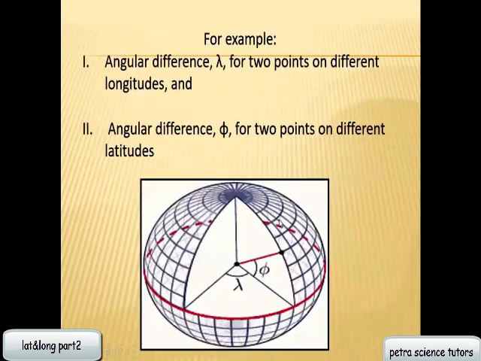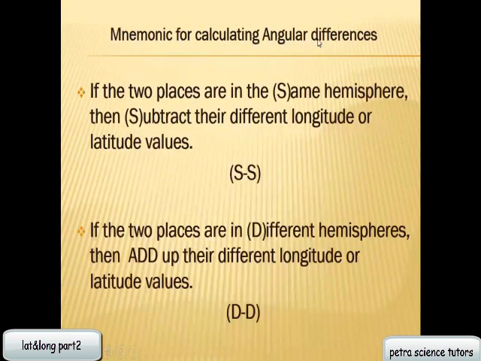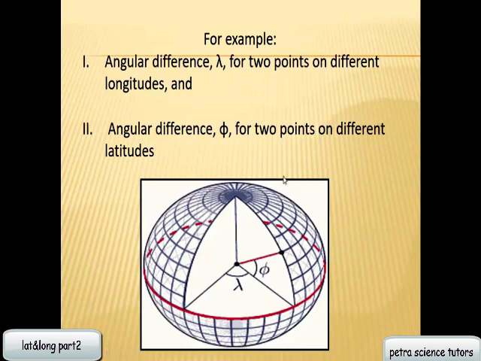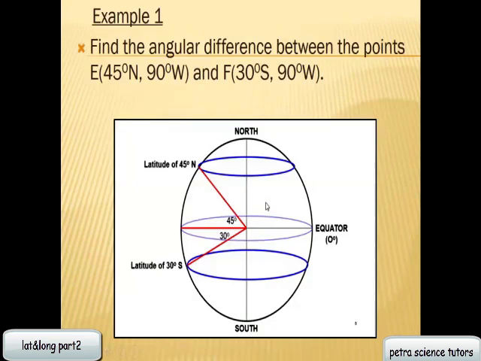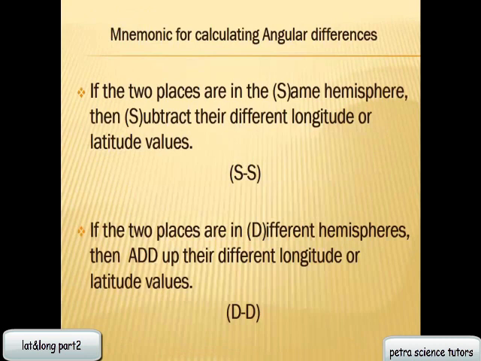So let's continue. There's a mnemonic for calculating angular differences. If two places are in the same hemisphere, then subtract their different longitude or latitude values. I'll explain what that means later on.